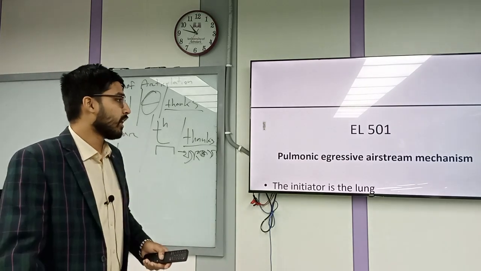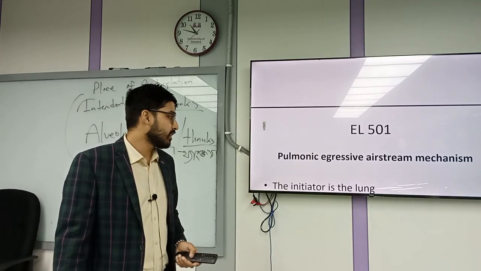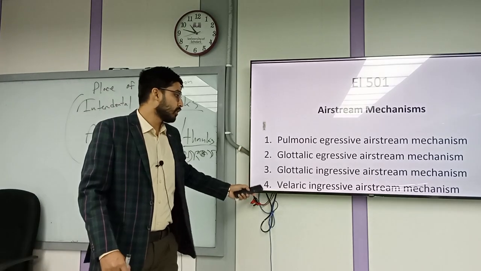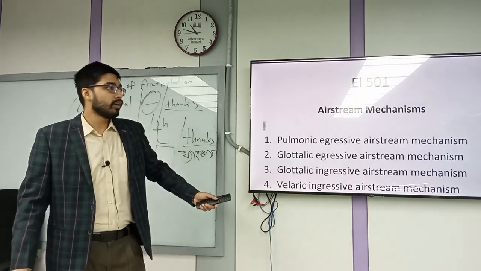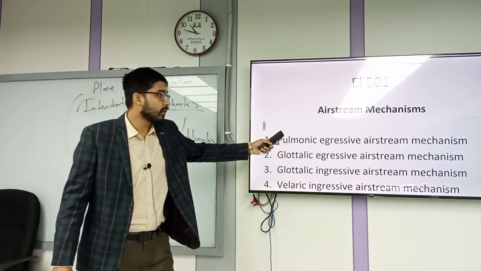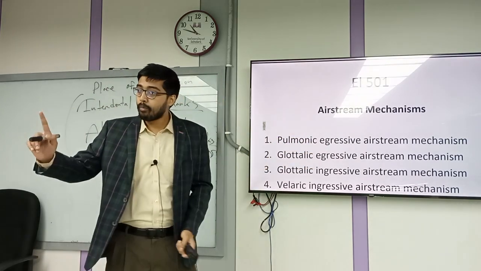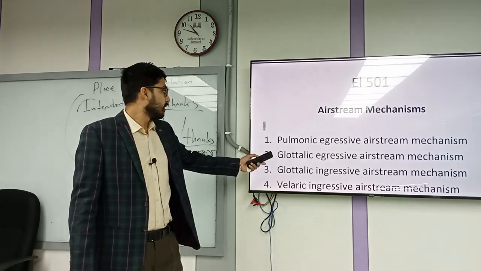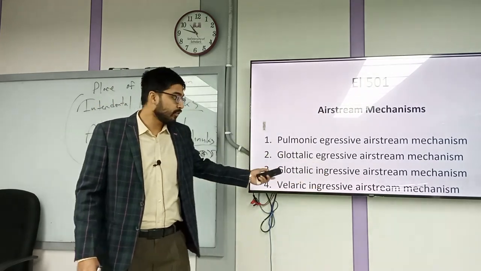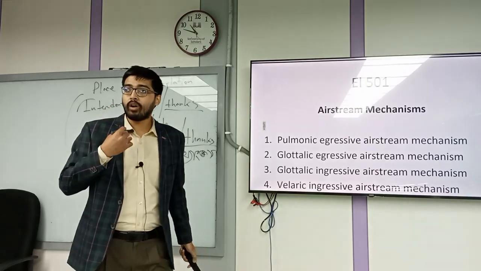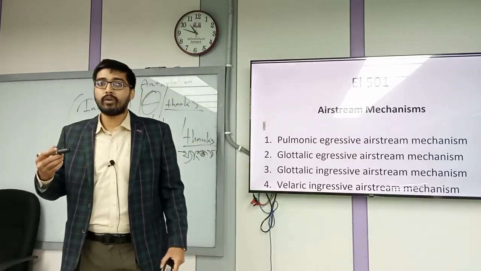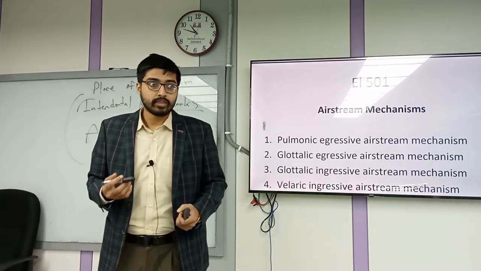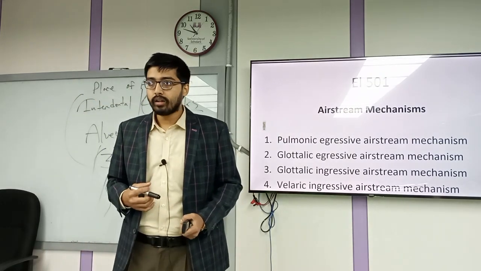Okay, pulmonic aggressive airstream mechanism. The initiator is the lung. So basically, the 4 airstream mechanisms. Pulmonic only have aggressive. Okay, glottalic aggressive sound, glottalic ingressive sound. Basically, by the glottal stop, we can make sounds while we are producing the air outward and inward.